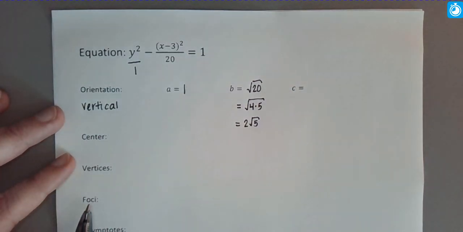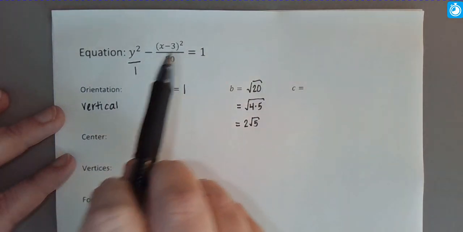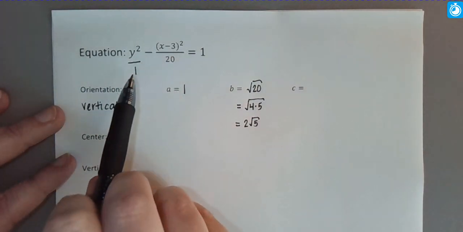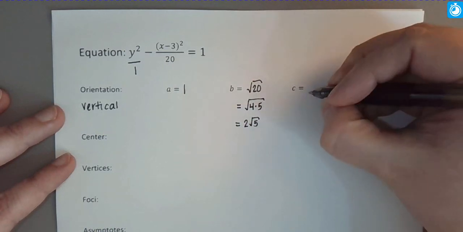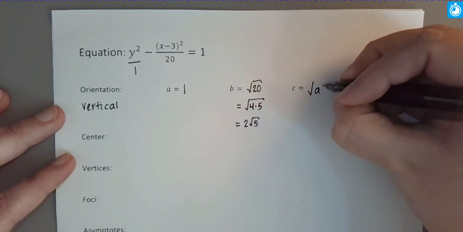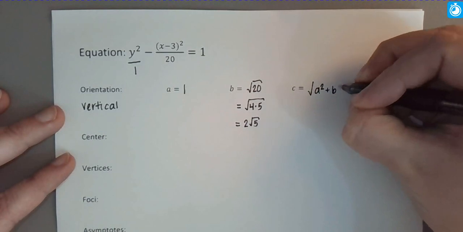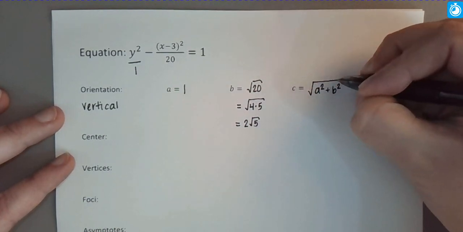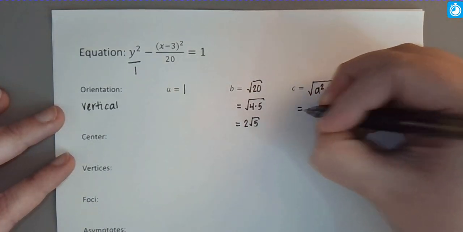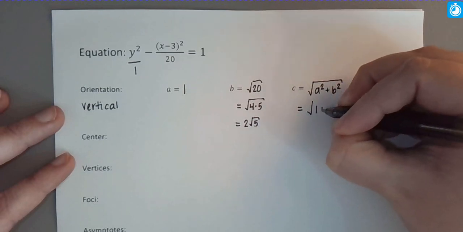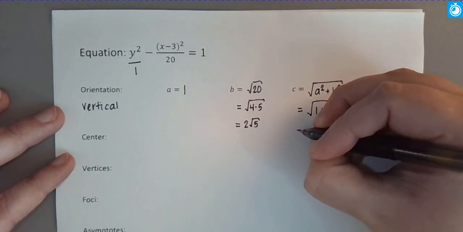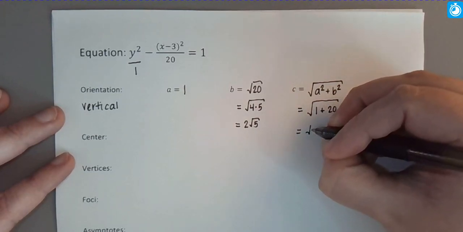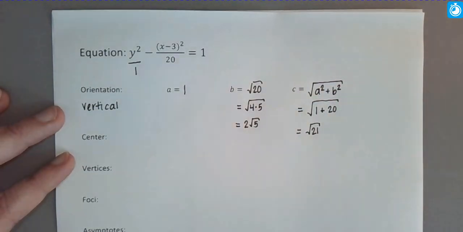C is going to be related to our foci. C is not something we directly see here, but C is going to be related to our a squared and our b squared. So for a hyperbola, C is defined as the square root of a squared plus b squared. So if we plug in a squared, we're plugging in 1, plug in b squared, which is 20. So we're adding those, we're taking the square root, so that's going to be the square root of 21.